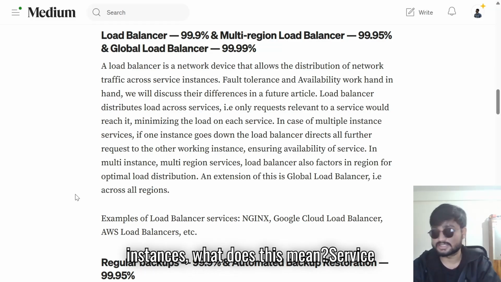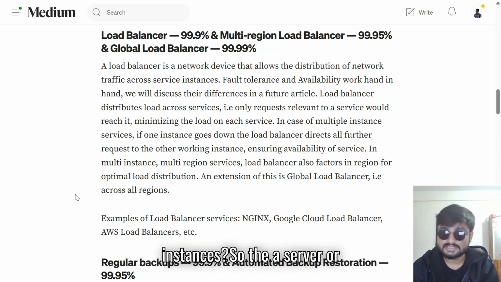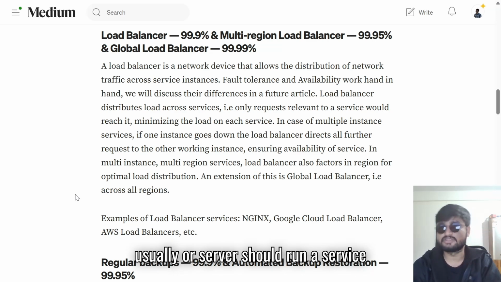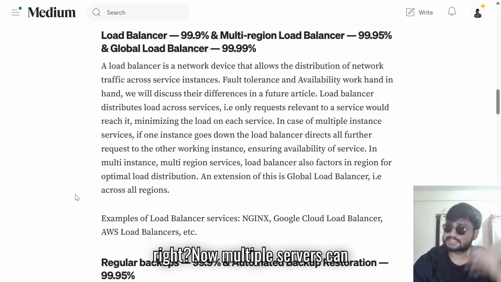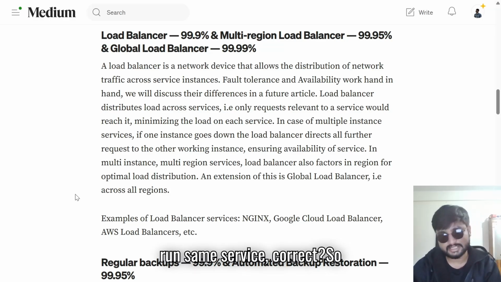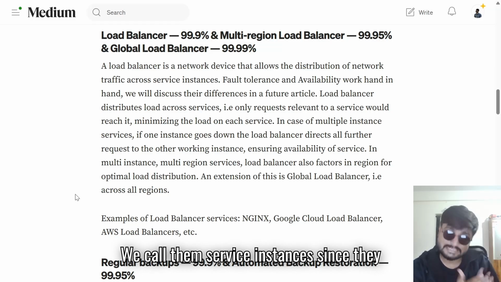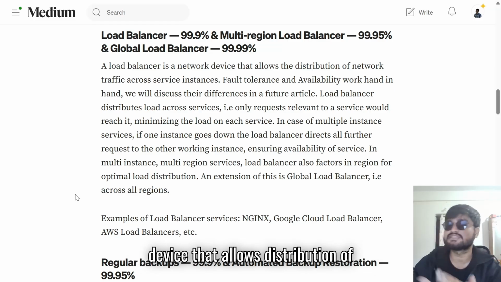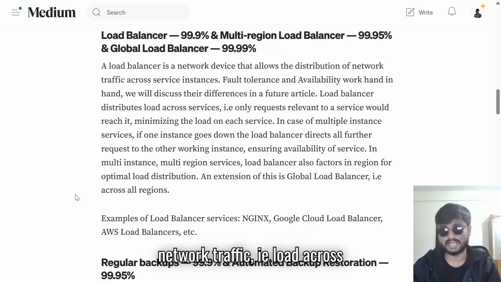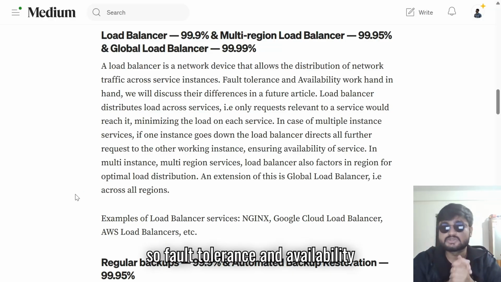So service instances, what does this mean? Service instances means your servers, all right? Why do I call them service instances? A server usually runs a service, right? Now, multiple servers can run the same service, correct? But how do we differentiate those servers? We call them service instances, since they are instances of the same service. So that's why a load balancer is a network device that allows distribution of network traffic, i.e. load, across service instances.